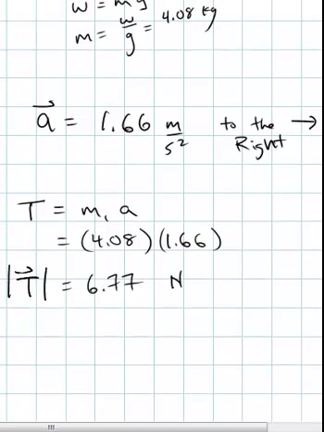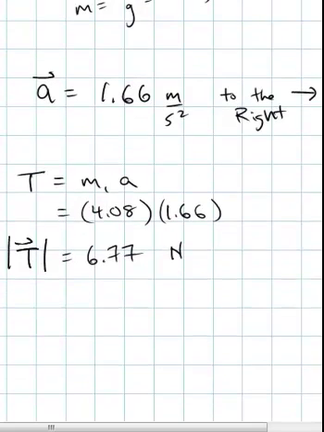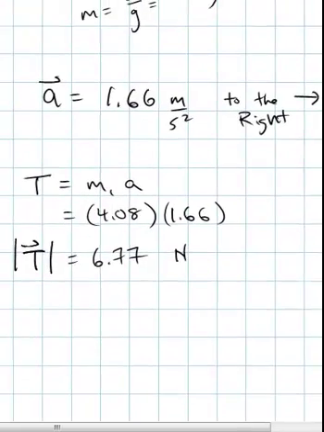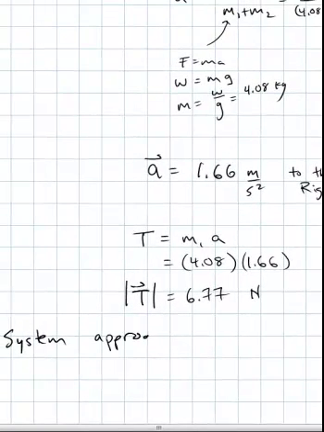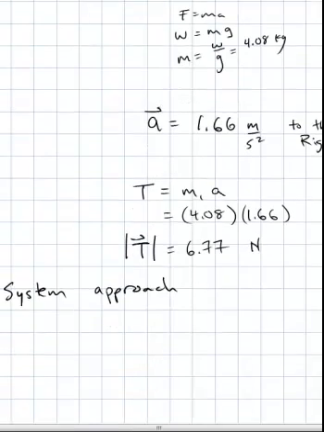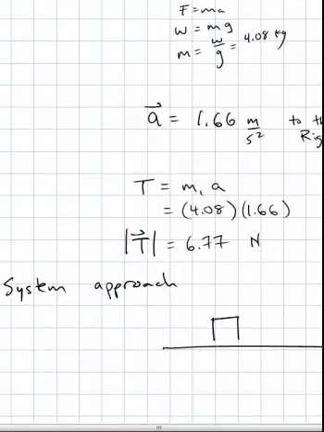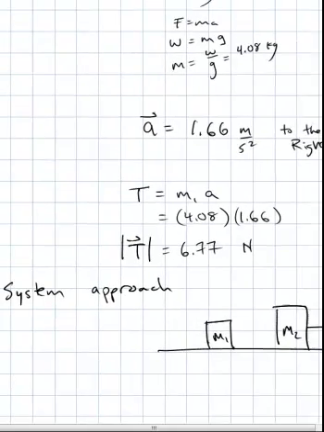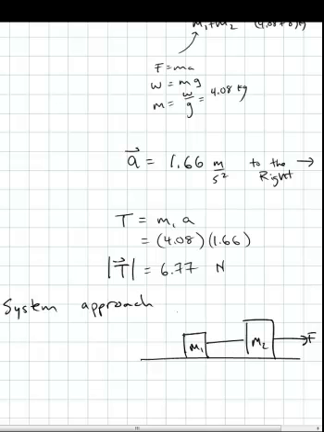So let's do a quick system approach to this problem. It won't take us too long. I'll just redraw it here real quickly. You've got M1, you've got M2, you've got a force over here, and a tension over there. And what we're going to do is treat this whole thing as a system. And we're going to ignore the internal forces, because the tension is pulling on M1 from M2 and M2 from M1, and it's not helping this system move any faster.